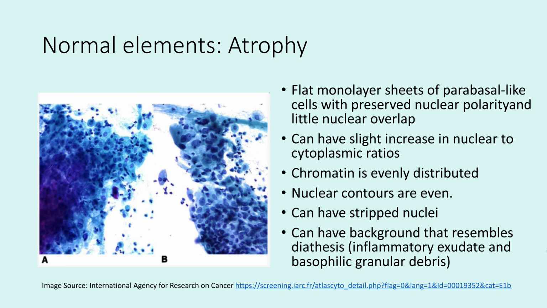Another normal element is atrophy. These cells show a flat monolayer of parabasal-like cells with preserved nuclear polarity and little nuclear overlap. They can have a slight increase in nuclear to cytoplasmic ratios. The chromatin is evenly distributed and the nuclear contours are even. Sometimes they present with stripped nuclei, and they can have a background that resembles diathesis, which is the inflammatory exudate with basophilic granular debris you see in some tumor conditions.